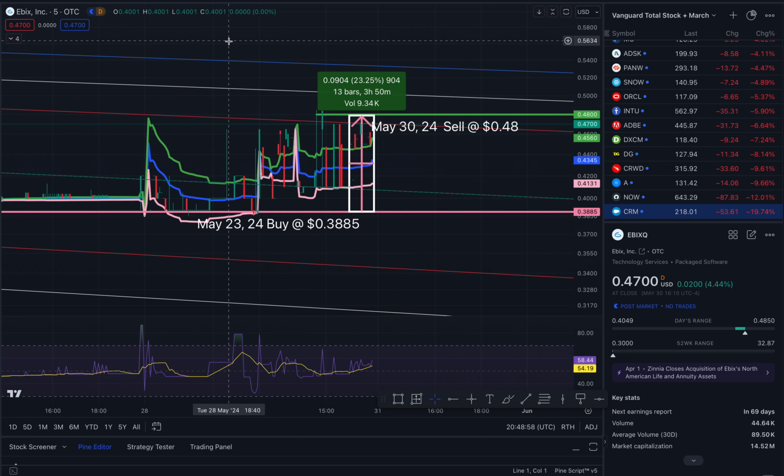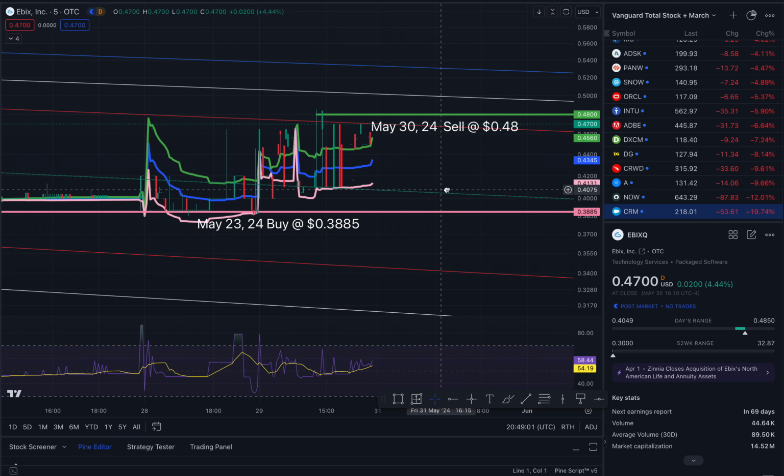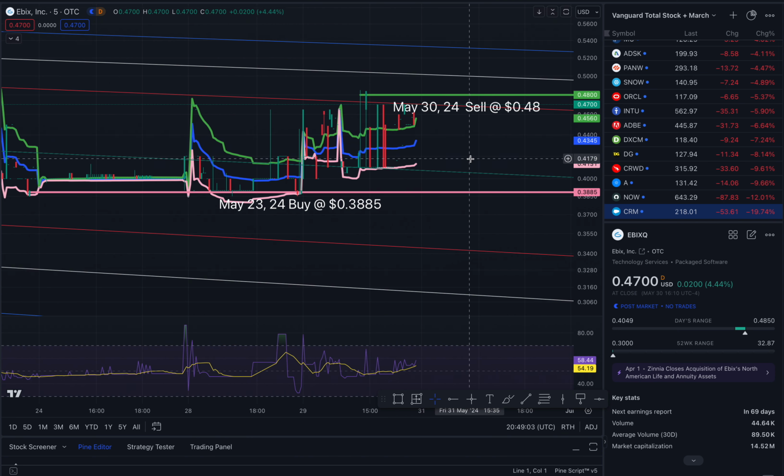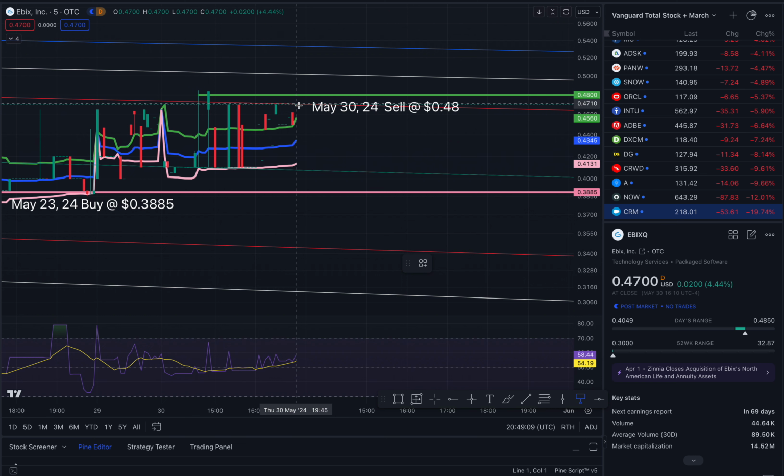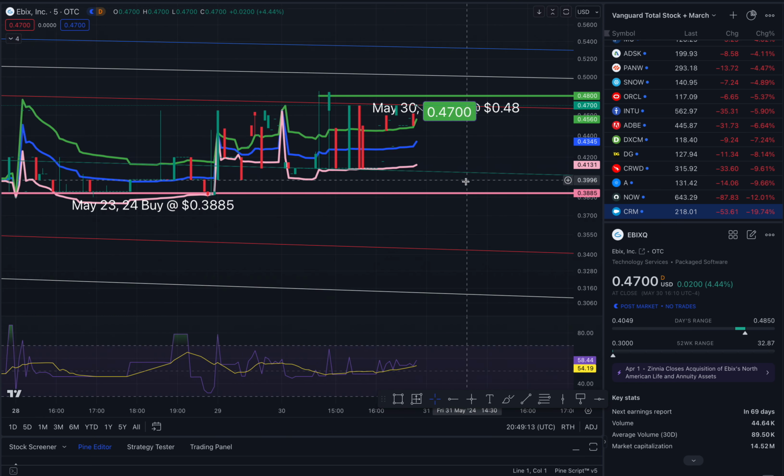So let me move this out of the way so you can see. I'll go over price targets first. Let me mark this out. I forgot to do that. So we are at $47. See how tiny this ticker is, it doesn't get traded very much. Only the volume, 44,000 trades. Average volume, 89.